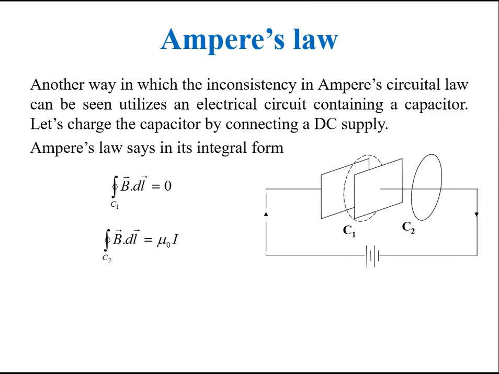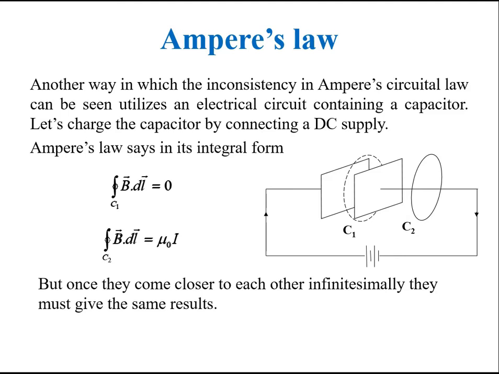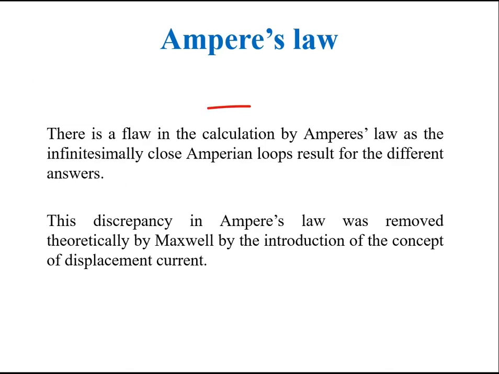Now if you bring these loops infinitesimally close, they must give the same result. But you can see it is not possible with the current form of Ampere's law, and this is another proof of inconsistency in Ampere's law. So there is a flaw in calculations by Ampere's law as the infinitesimally closed Amperean loops result in different answers. This discrepancy in Ampere's law was removed theoretically by Maxwell by the introduction of the concept of displacement current. Let us discuss in the next slides the displacement current.